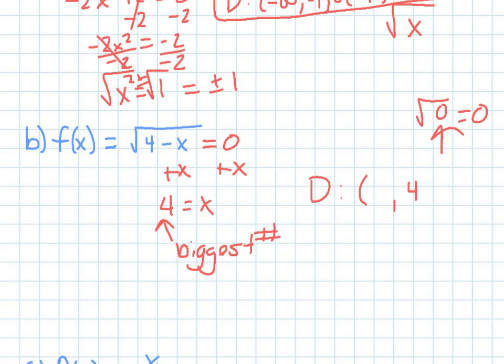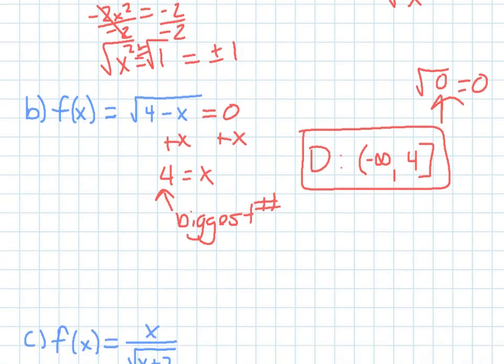So since 4 is the biggest, we put it on the right side, so then the smallest has to be negative infinity. Now for radicals, it can be 0, so I can include the 4 in my domain. It's okay to have 4 go in there. So then my domain is parenthesis, negative infinity, comma, 4, bracket.